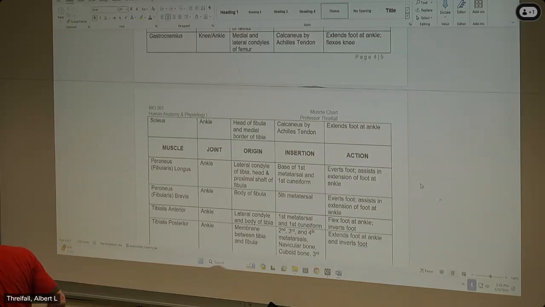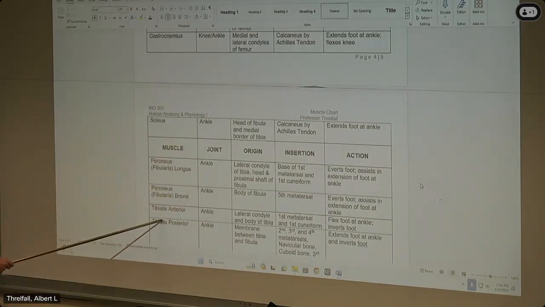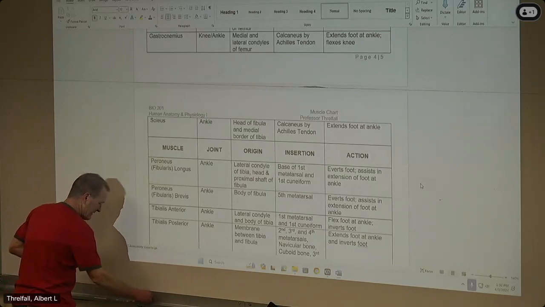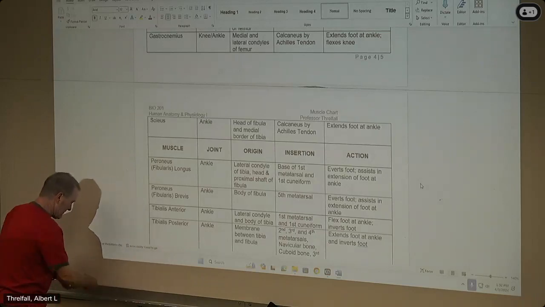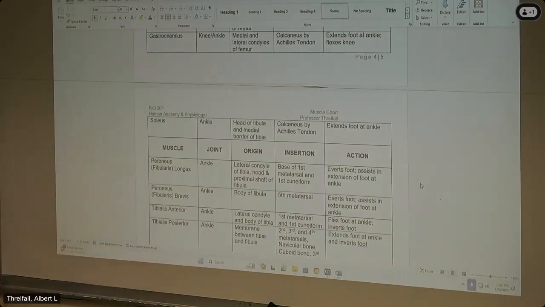I want you to focus on the gastrocnemius, the soleus, and the tibialis anterior and tibialis posterior. I want you to think about standing on your toes, which would be extending your foot at the ankle. So out of those four muscles I just named, which of those extend the foot at the ankle? And you can look at the chart or you can do it from memory, depending on where you are.